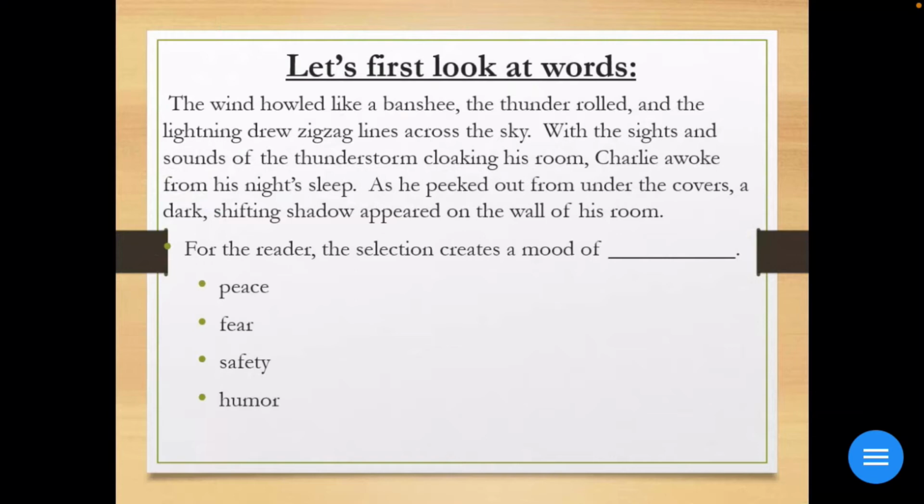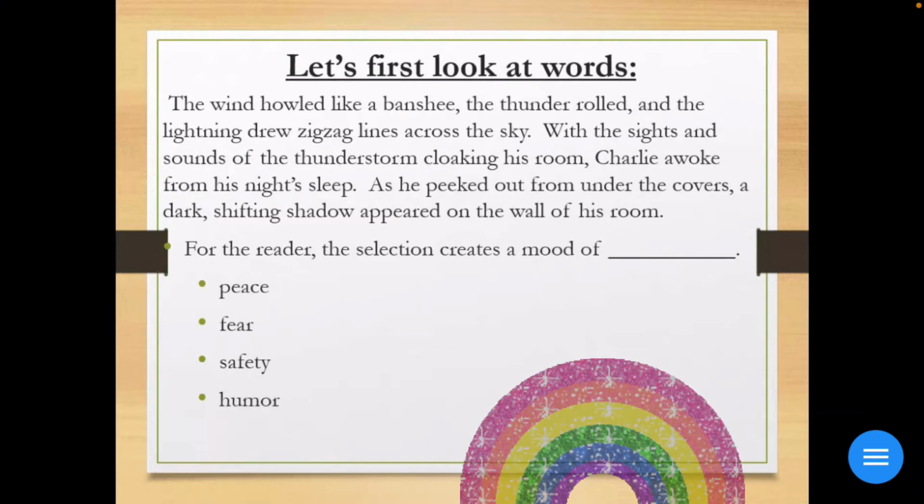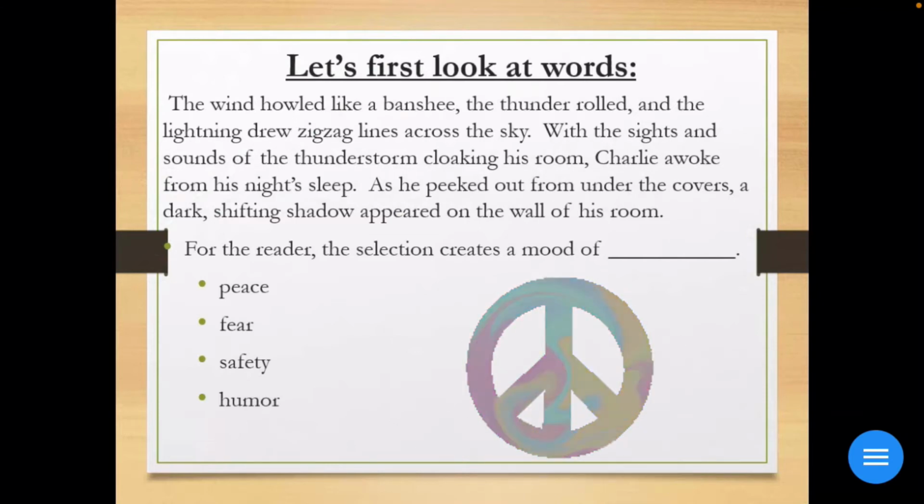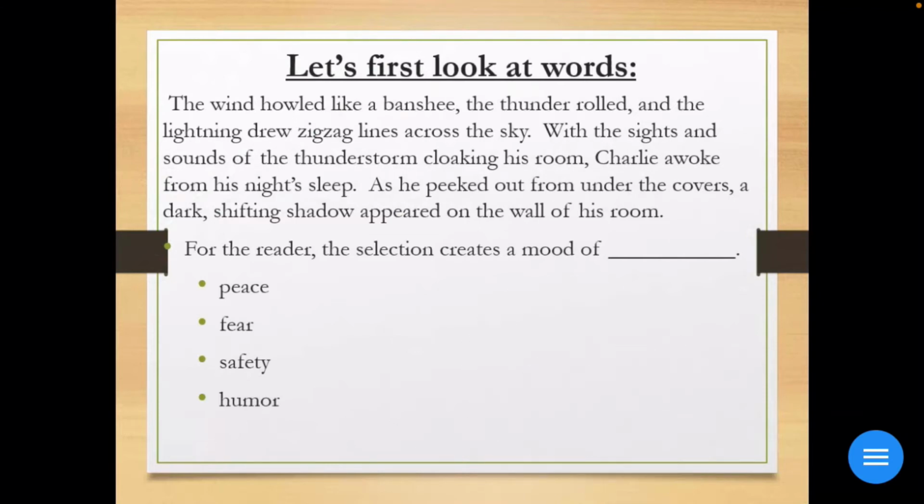So let's look at this. Is it peace? Anywhere in the paragraph, does it talk about being peaceful or things that you would think about when you're thinking about peaceful things? Maybe a rainbow in the sky or birds twittering or maybe a peace symbol. No. Let's look at fear.